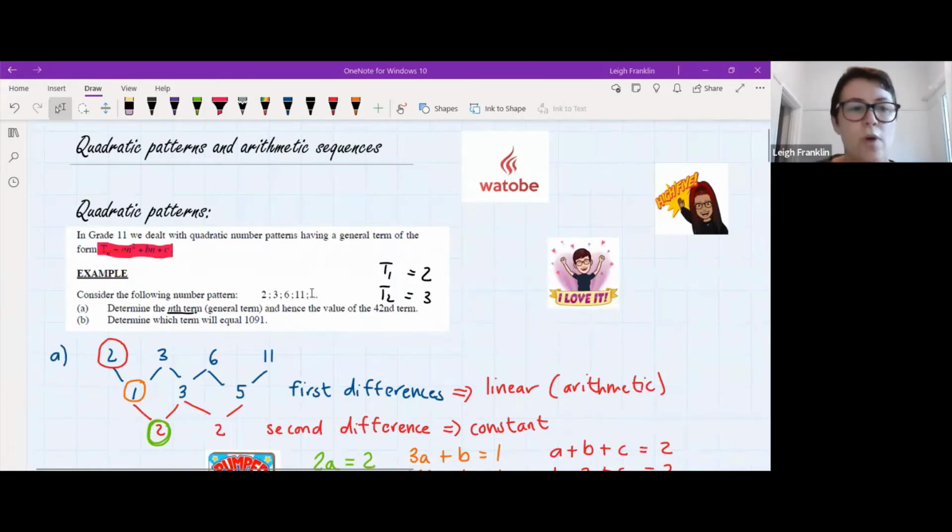All right, so when they've asked us to determine the nth term, right, what they now want us to do is put in the a and the b and the c that we have calculated. All right, so that means after all of this, what we would need to do, and I'm just going to move this over.